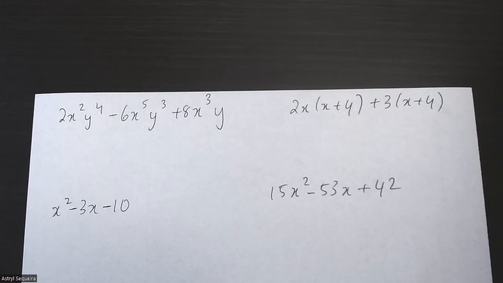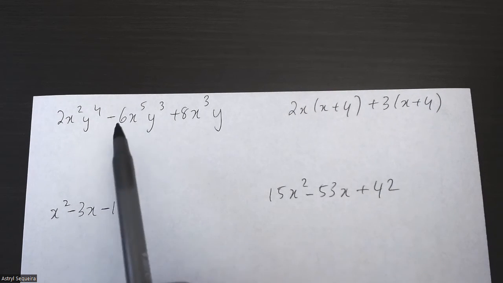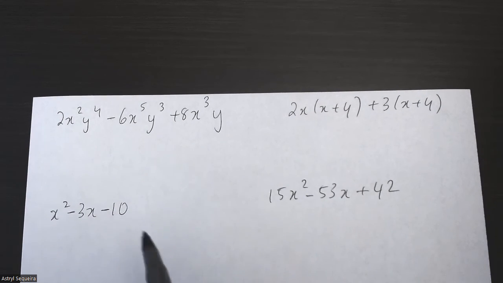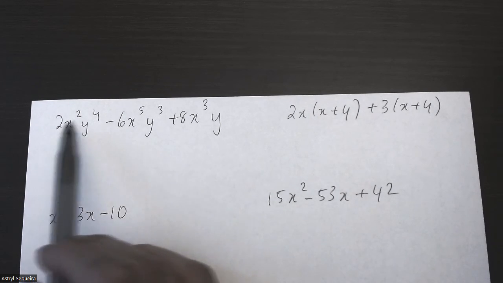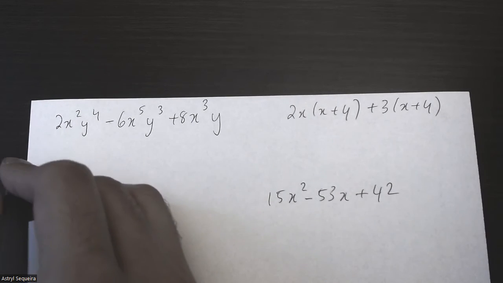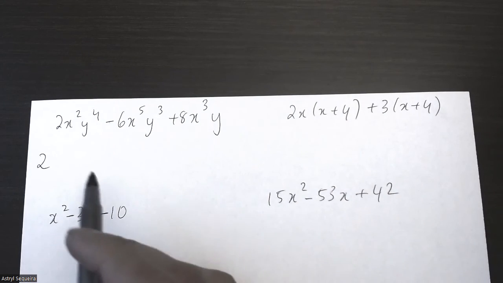All right, in this video, we want to factor these equations over here. So let's start with the first example. This one I can common factor out. So if I look at 2, -6, and 8, my common factor is 2.